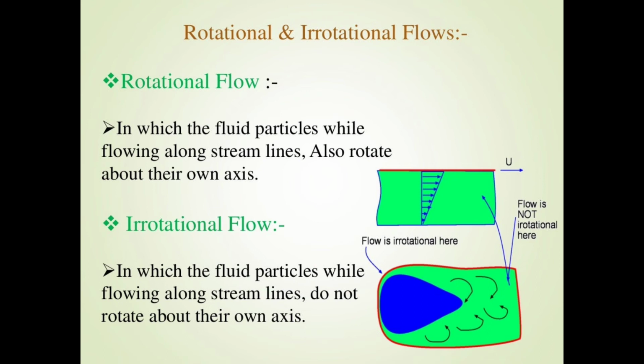Rotational and irrotational flows. Rotational flow is a flow in which the fluid particles, while flowing along the streamlines, also rotate about their own axis. Irrotational flow is a flow in which the fluid particles, while flowing along the streamline, do not rotate about their own axis.